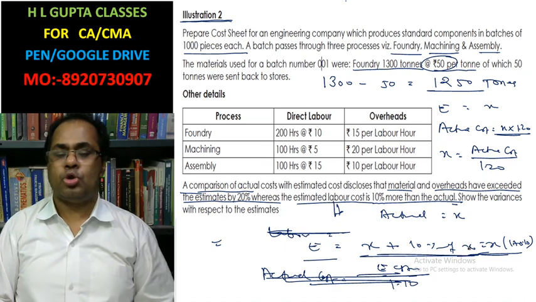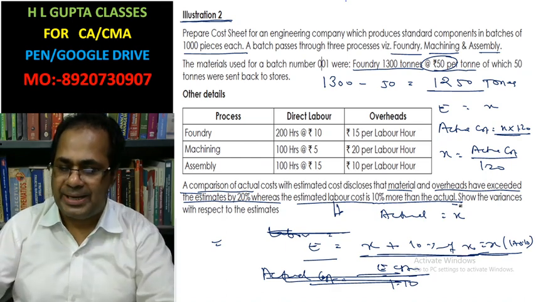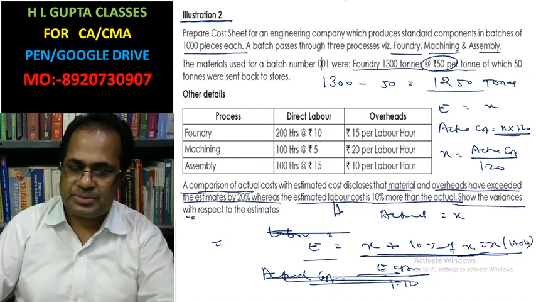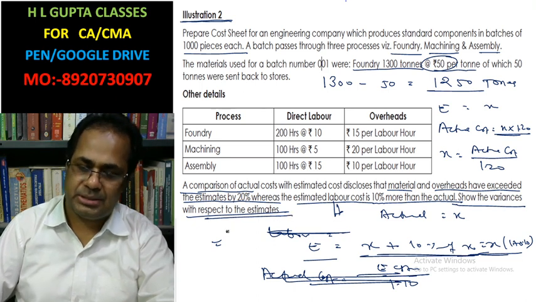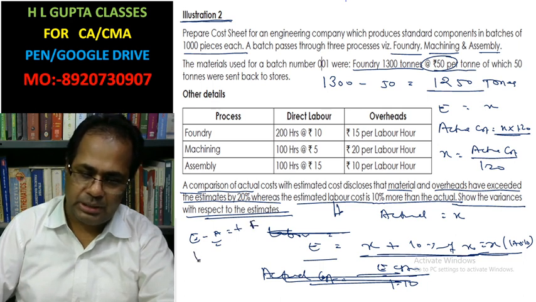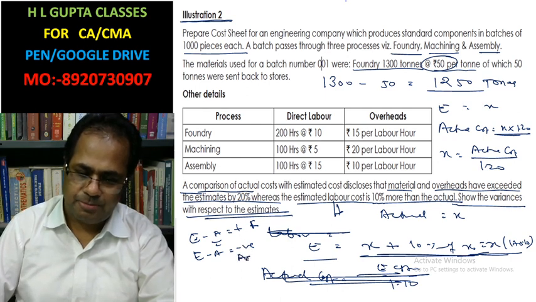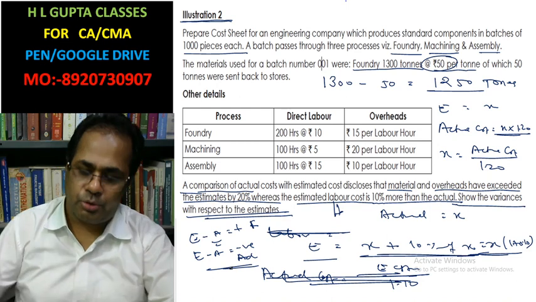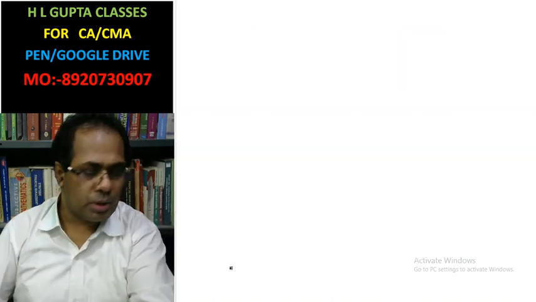On the basis of this, show the variances with respect to the estimated. Variance means if estimated minus actual is positive, then it is said to be favorable. If estimated minus actual is negative, this is adverse. Okay, now I am going to solve the question. Working note first.